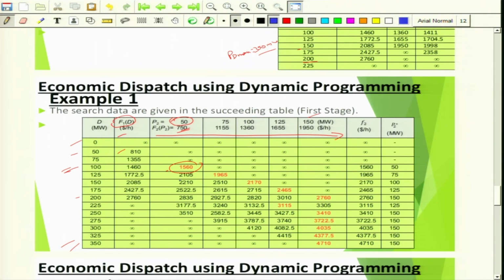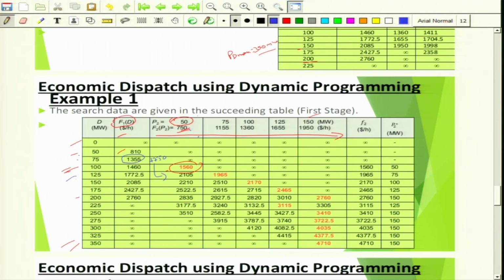Let's say you will go to the next demand level. The next demand level is 125 megawatt, but you are just calculating for the fixed 50 megawatt generation. Now 125 minus 50 is 75. So now 75 you have to generate by using generator 1. What is the cost associated with the 75 megawatt of generation of generator 1? It is 1355. So 1355 plus 750 will give you the value of 2105.